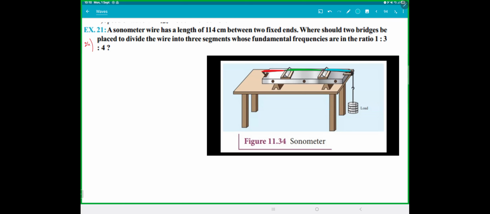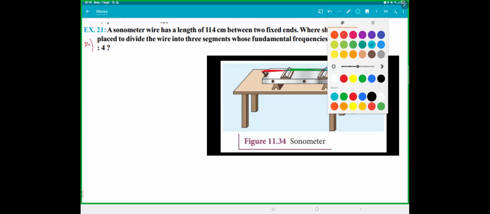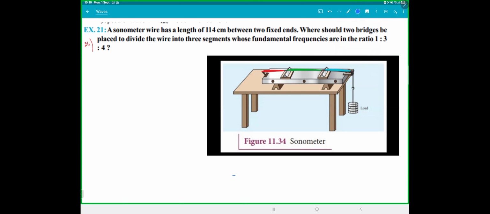The fundamental frequencies are in the ratio 1:3:4. Then he's asking where the bridges should be placed. Just to give an idea, if this is the picture, this is x equal to 0. I want the position of the first bridge B1, and the position of the second bridge B2. This end is anyway x equal to L, or 114 centimeters. The position of the bridges.